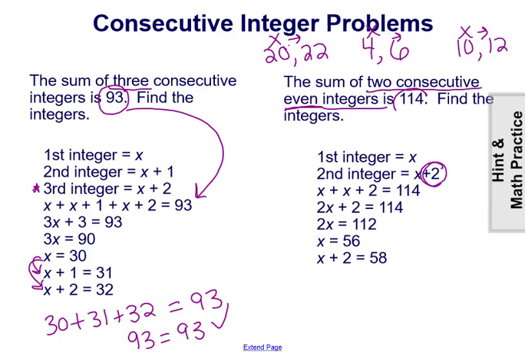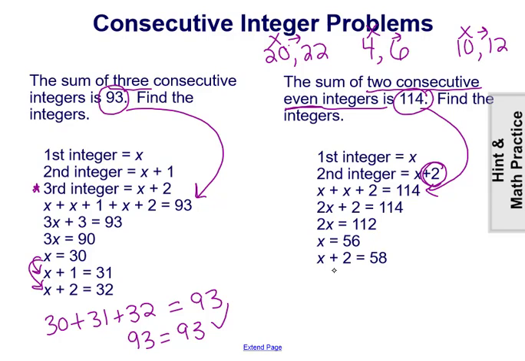So now if we're told the sum is 114, we can add x plus x plus 2, adding the two integers, and then we have the sum equal to 114. So solving that equation, we have x plus x is 2x. So 2x plus 2 equals 114. We then subtract 2 from both sides, giving us 2x equals 112. And dividing both sides by 2 gives us that x equals 56.